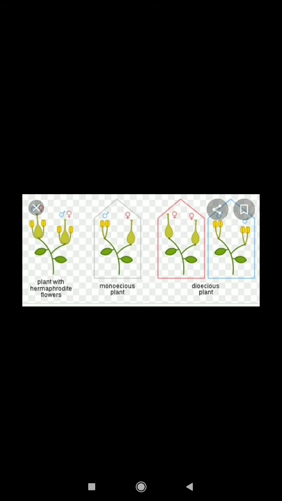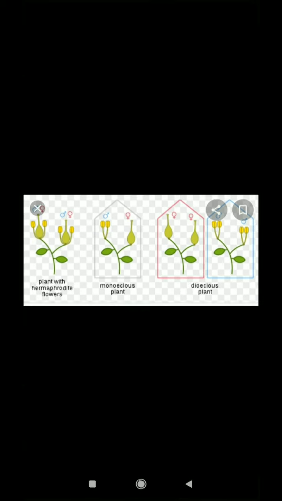So here we can again define the monoecious plant and the dioecious plant. Previously we mentioned monoadelphous, diadelphous, and polyadelphous, but now we are going to mention monoecious and dioecious plants. Monoecious plants: mono means one and oecium means house. This is the important thing, that the male and female parts grow on the same plant. Here you can see a monoecious plant, the male part, I think you know the symbol.